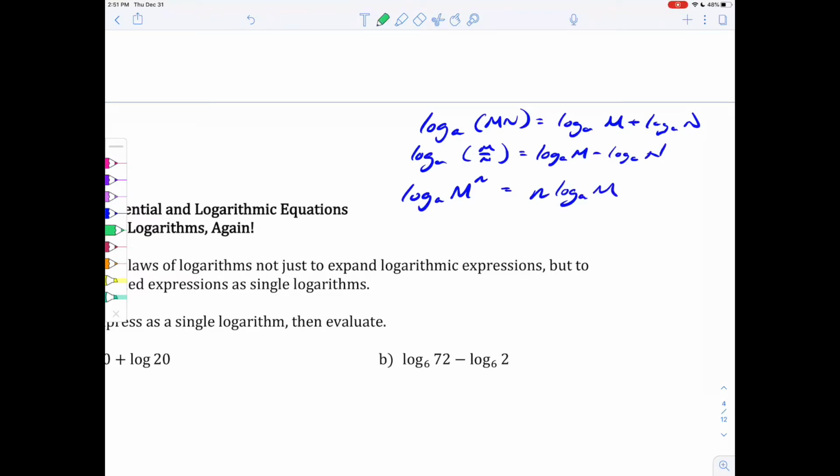So again, yesterday we went this way through things. Today, we'll be going more this way to take those individual bits and express them as a single log. This is something that will eventually help us solve logarithmic equations as well. So worth noting, make sure you can do this.